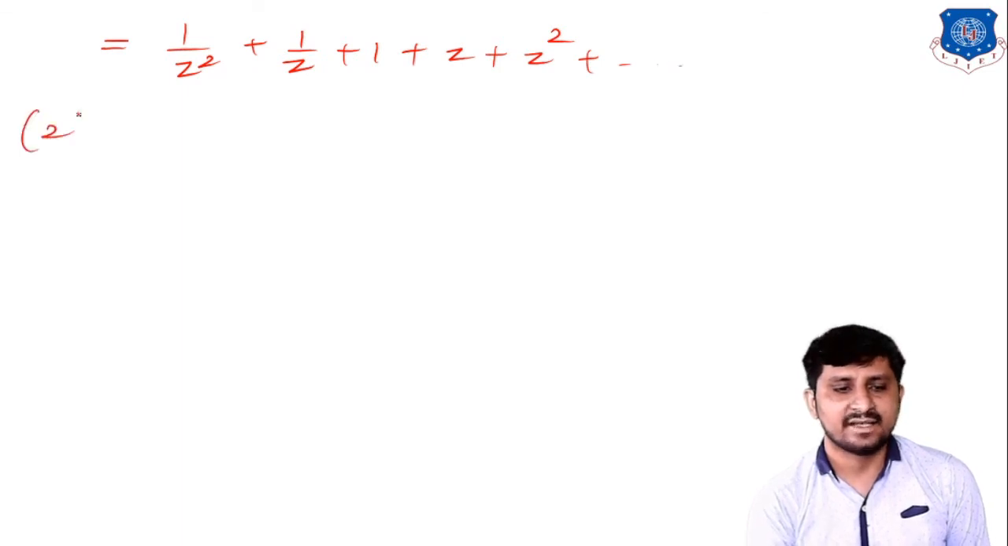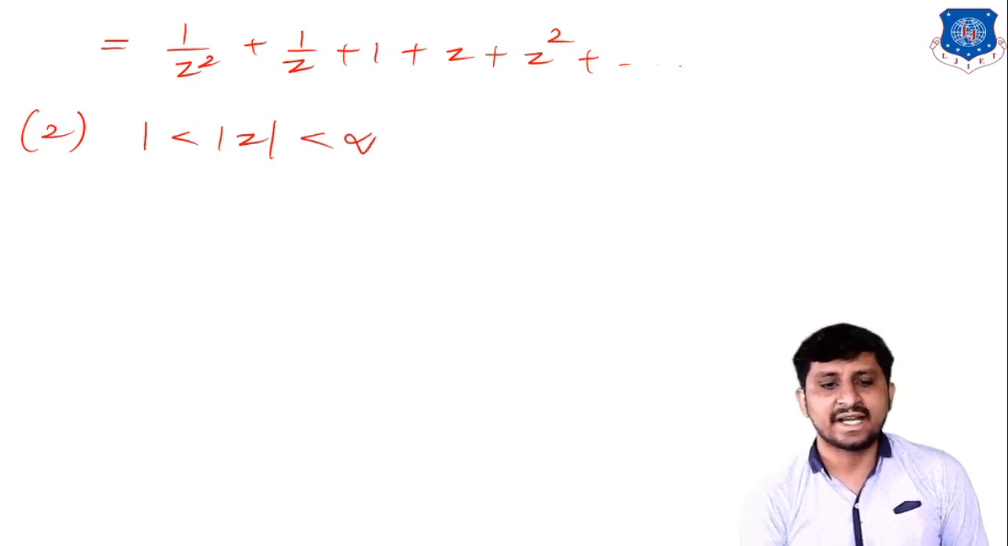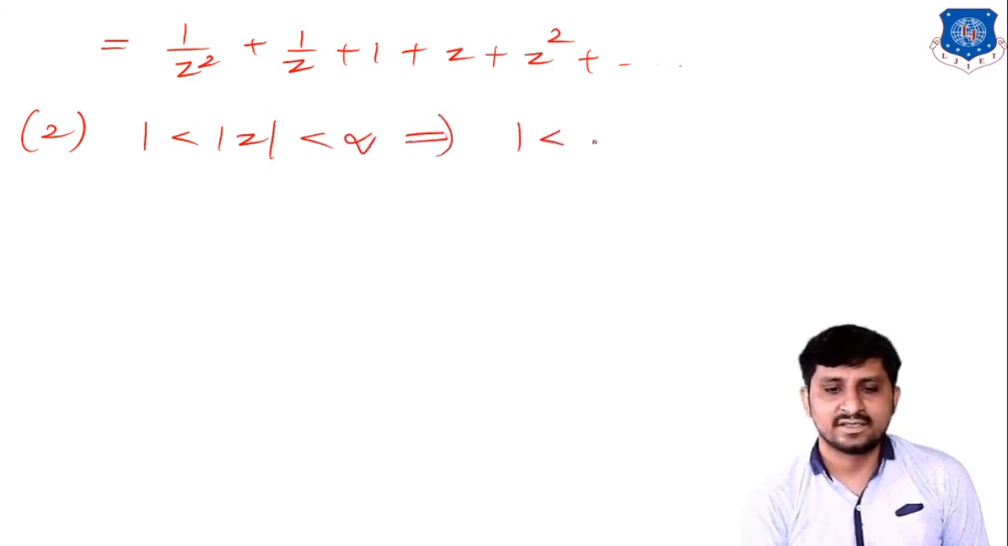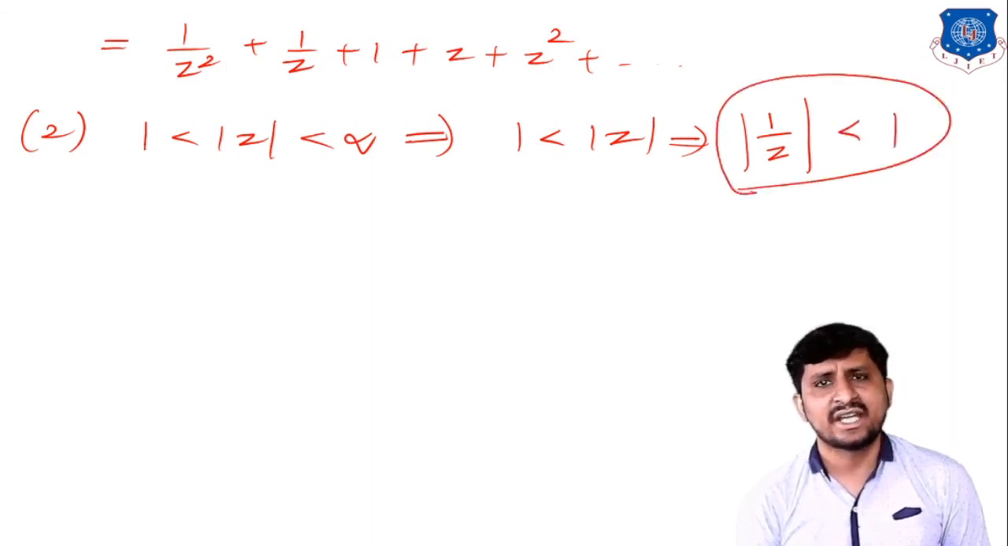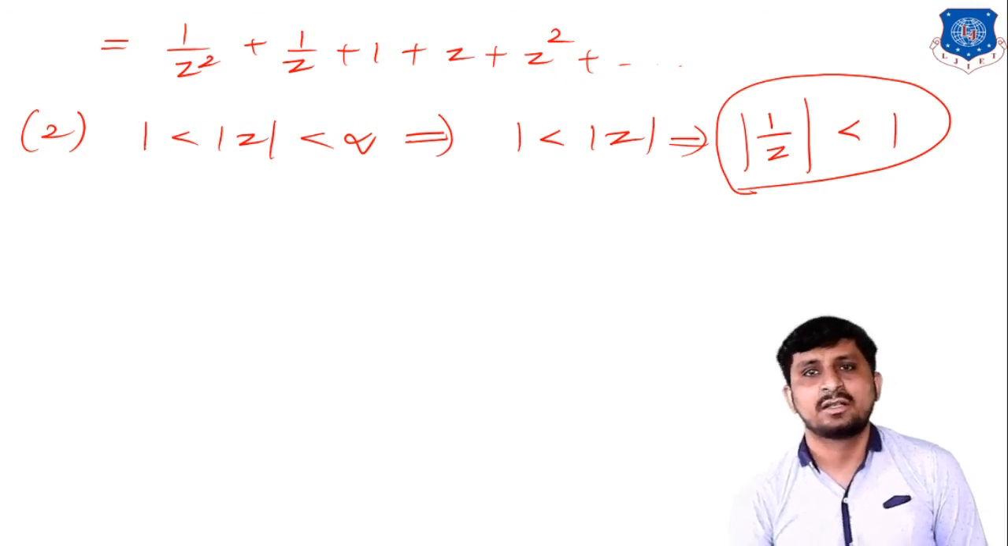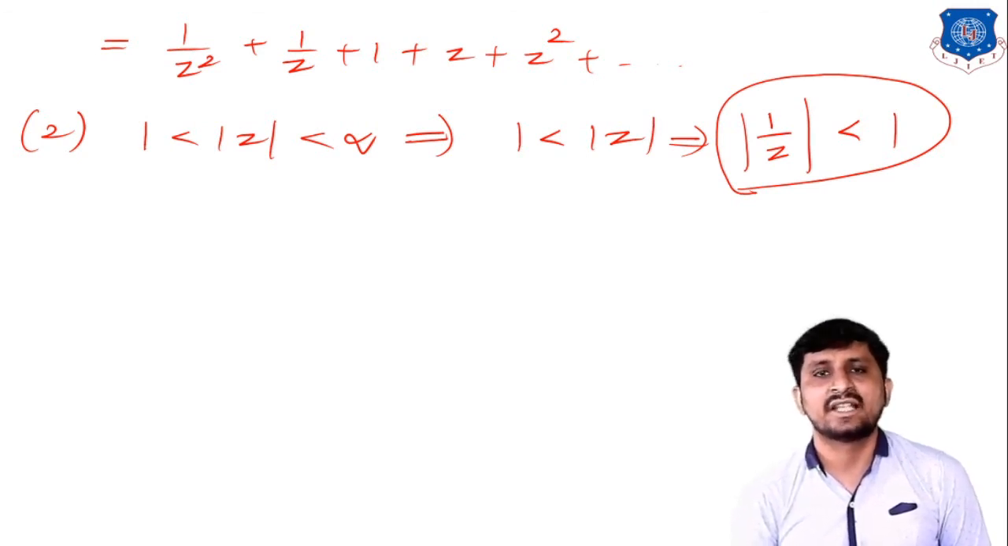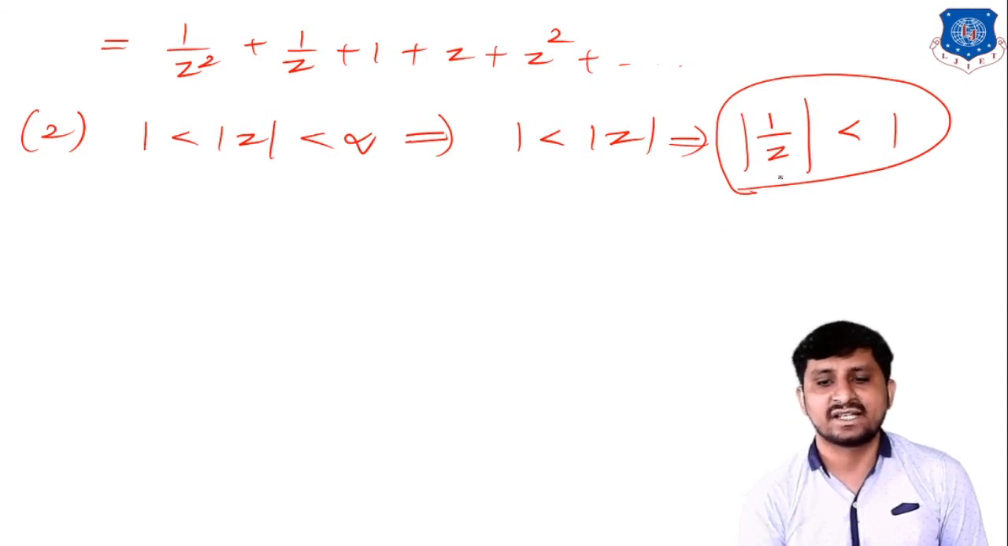Now what is my second region? Second region is 1 less than mod z less than infinity. From this region, 1 less than mod z, so I can use the modulus value of 1 upon z less than 1, right? Whatever term whose modulus value is less than 1, that we can use. So mod 1 upon z is less than 1. Now I want to use this value 1 upon z.